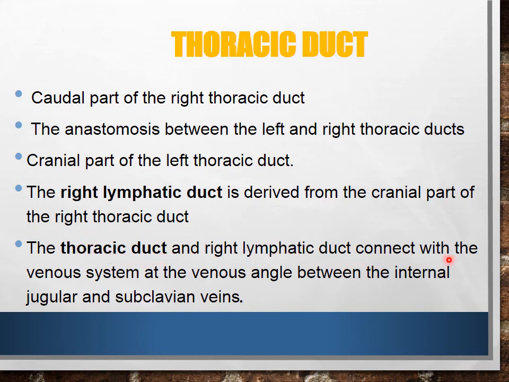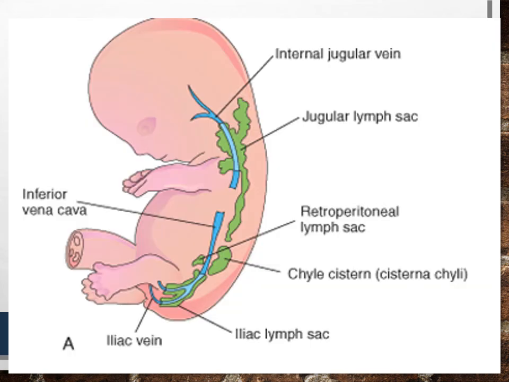And the thoracic duct and right lymphatic duct are going to connect with the venous system, draining their lymph into the venous system at the venous angle, which is between the internal jugular vein and the subclavian. Here in the next slide, initially at the end of the embryonic period you are going to have two jugular lymph sacs, then the retroperitoneal sac and the cisterna chyli, and then two iliac lymph sacs, right? These were the 6 lymph sacs which are present initially.